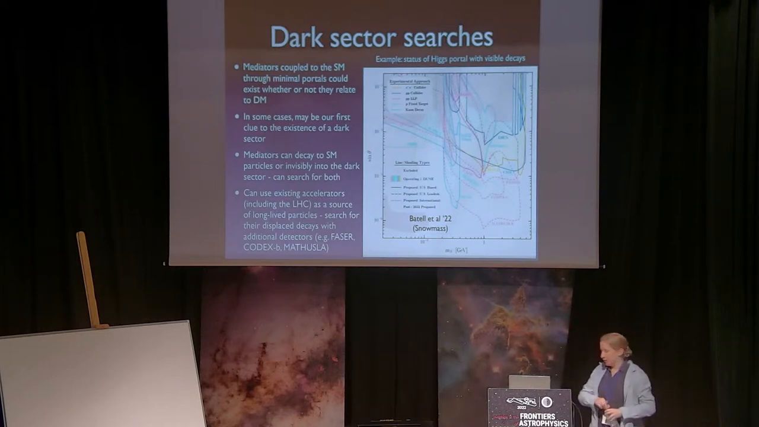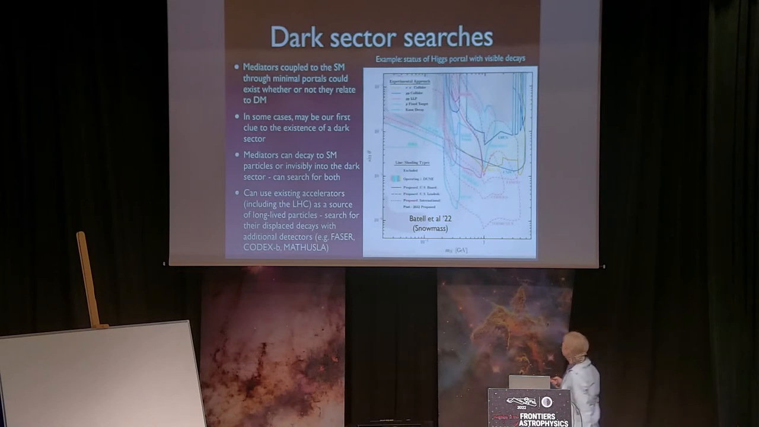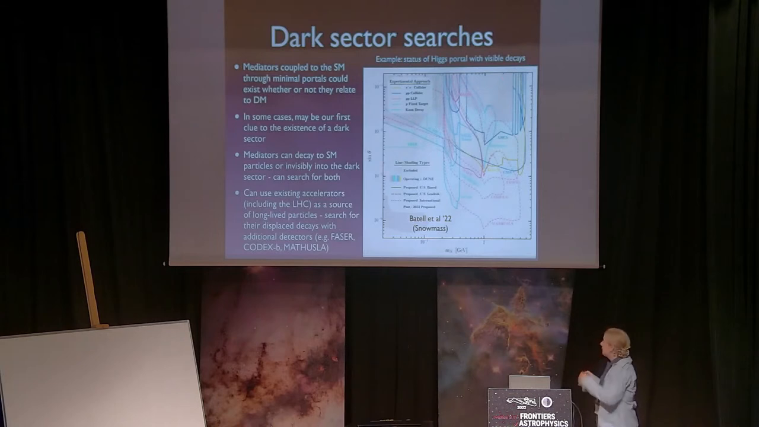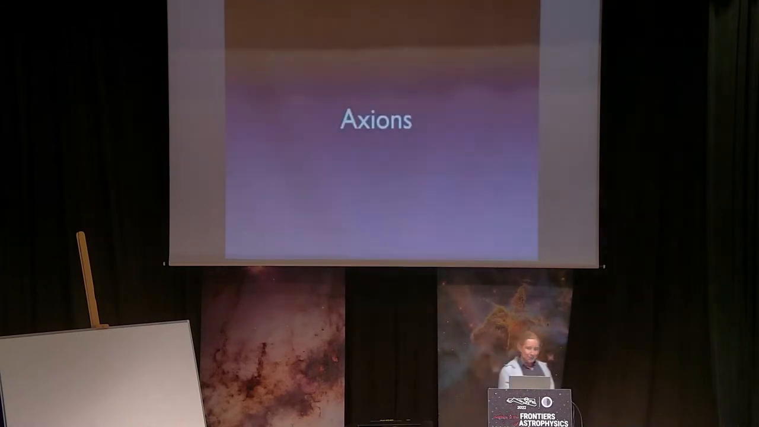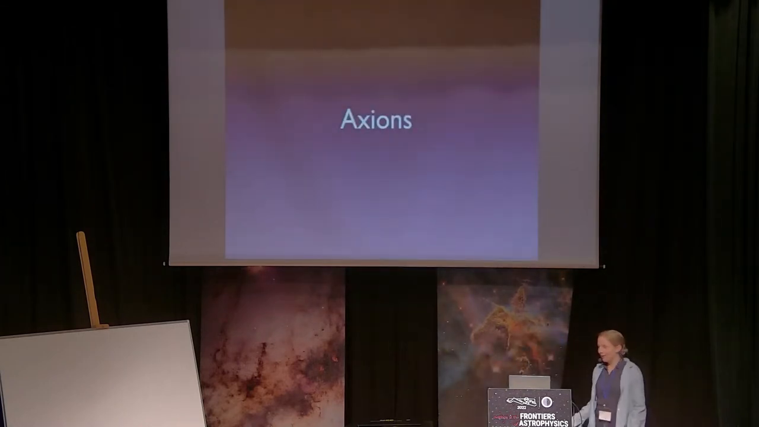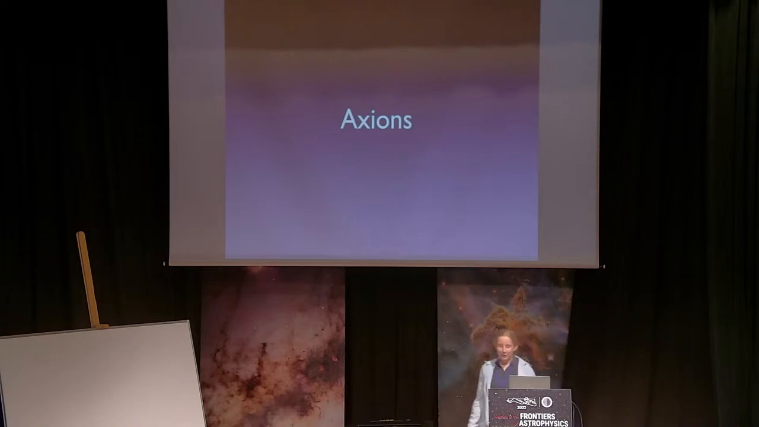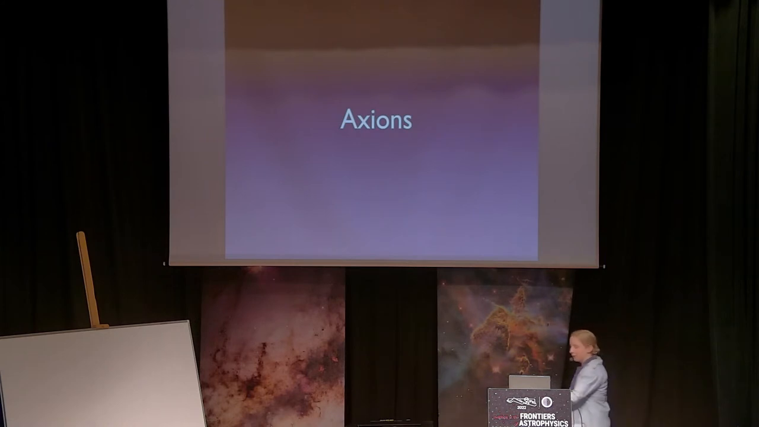And this is just another example of a search for a mediator directly. This time it's for a scalar that mixes with the Higgs boson with some mixing angle theta and decays visibly into standard model particles. And so we can test relatively large mixing angles at the moment, but with these searches for long-lived particles, you can potentially get to much smaller couplings. All right, that is my brief description of the landscape of accelerator searches. It's necessarily pretty short because this is a huge area, but hopefully it gives you some guidance in what to look for and where to look if you want to follow that up.